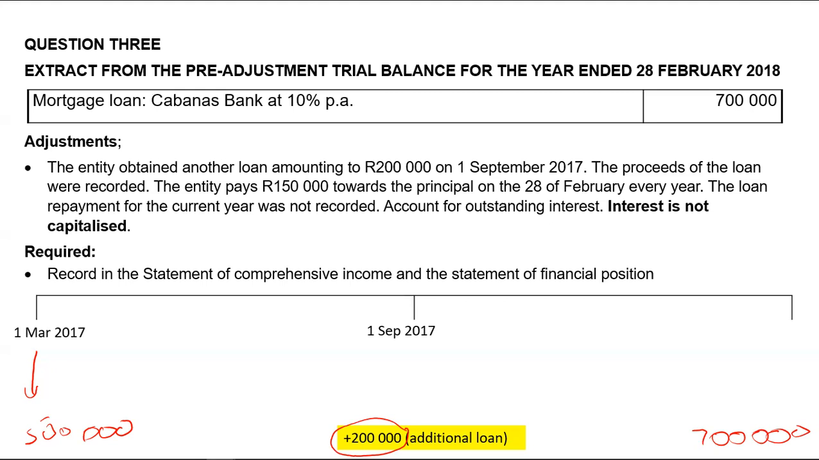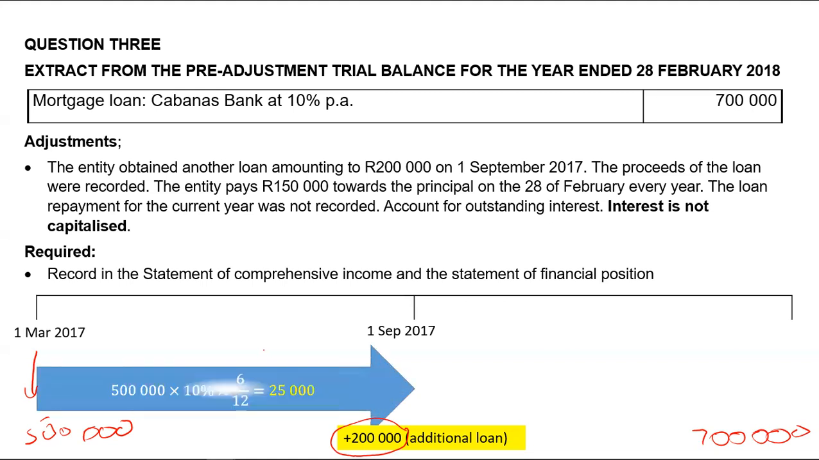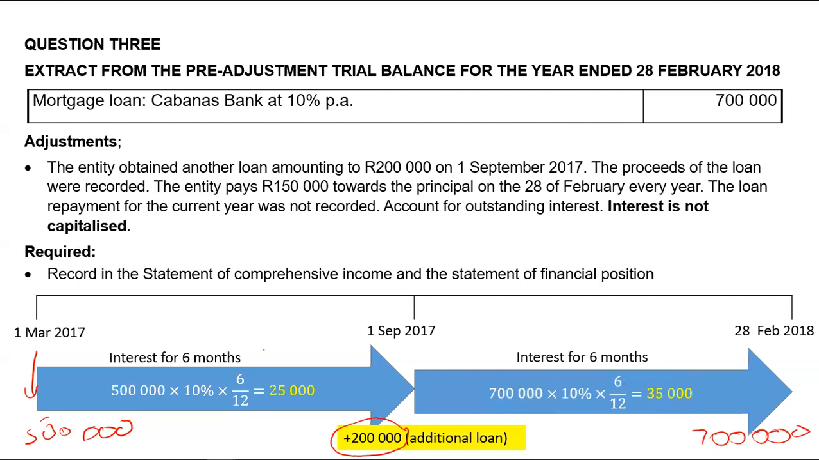But note those 500,000, we only had it for 6 months. So when we calculate interest on it, interest is at 10%, it was given to you. We're going to calculate interest for 6 months because we had 500,000 for 6 months. After September, we didn't have 500,000. From the 1st of September onwards, we had 700,000. So we will calculate interest on that 700,000 again for 6 months. And that will be 700,000 times 10% times 6 over 12.